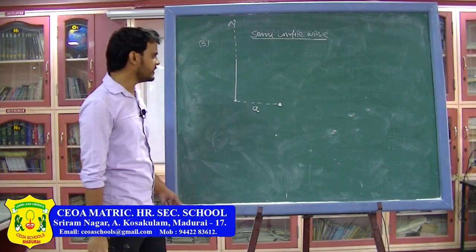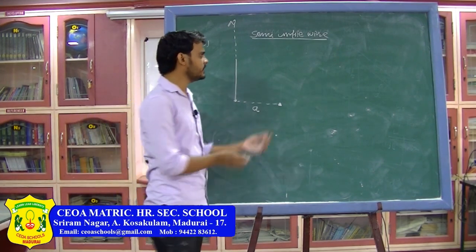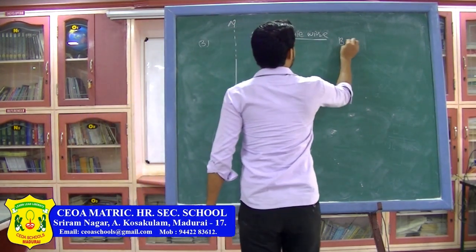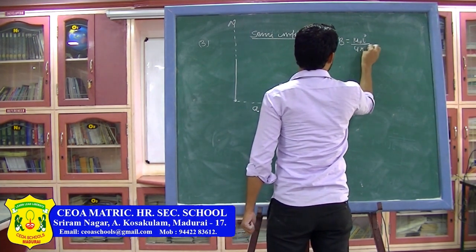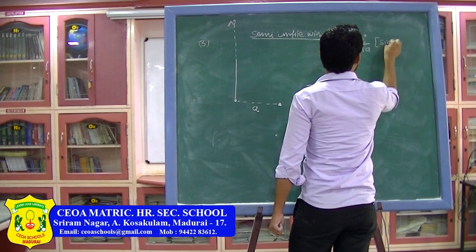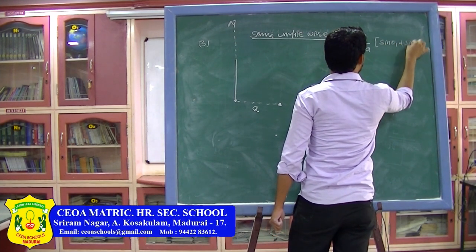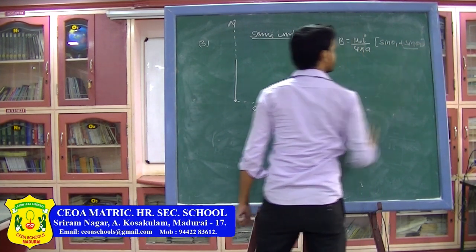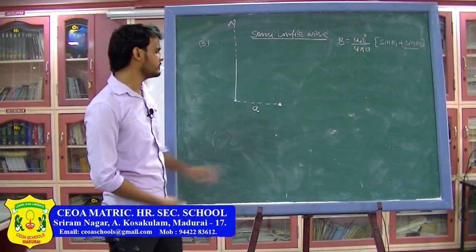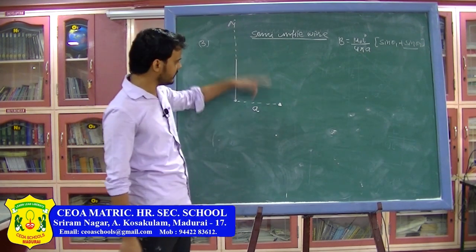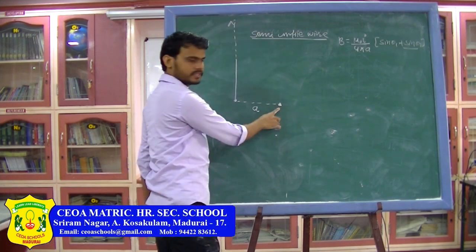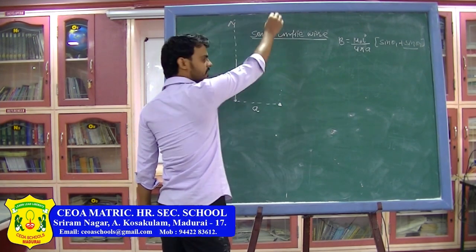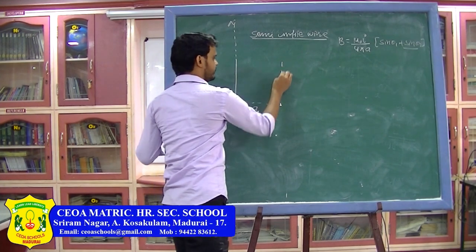So for the semi-infinite wire, we have written the formula for a wire: mu naught I by 4 pi a into (sin theta 1 plus sin theta 2). Here theta 1 is the angle which the point makes with this end and this line. If I want to join this end and this point, I have to draw a straight line which will go till infinity. So here theta 1 will be 90 degrees.